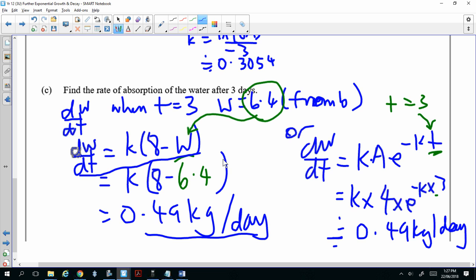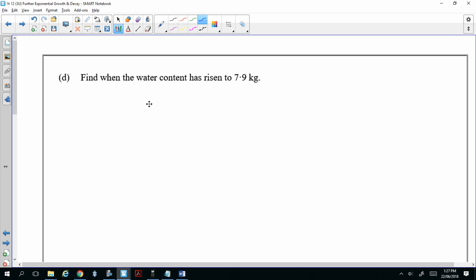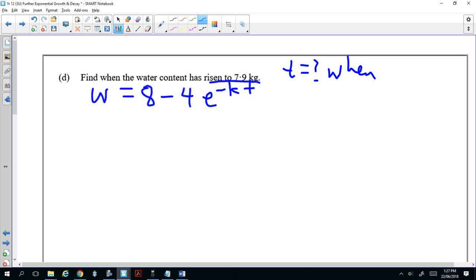Okay, find when the water content has risen to 7.9 kilograms. So write down the formula again, like this. So you have to find t equal to question mark when W equals 7.9. Okay, so you go 7.9 equal to 8 minus 4 e to the power negative kt. We're going to find out what t is. So we subtract both sides by 8, you get negative 0.1. And divide both sides by negative 4, you get 1 over 40.